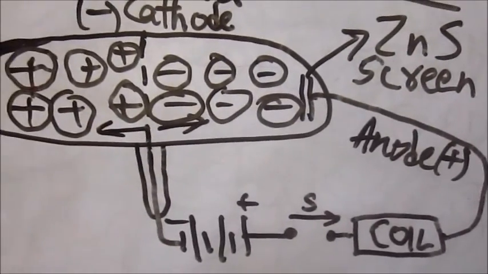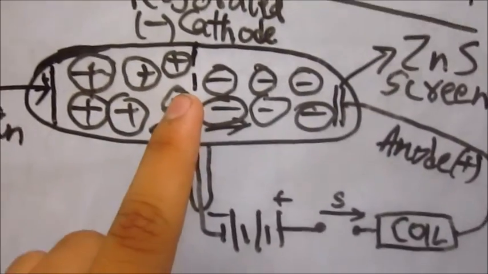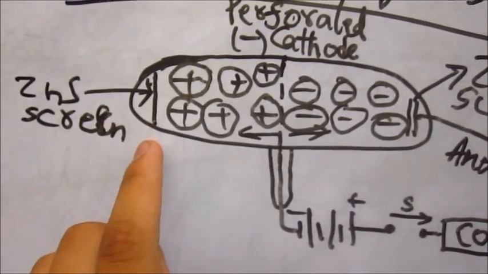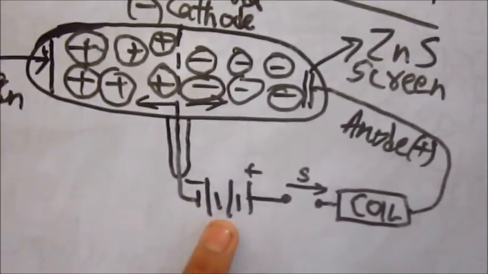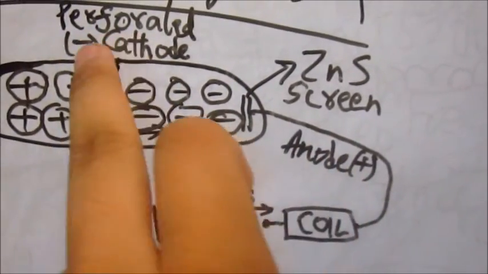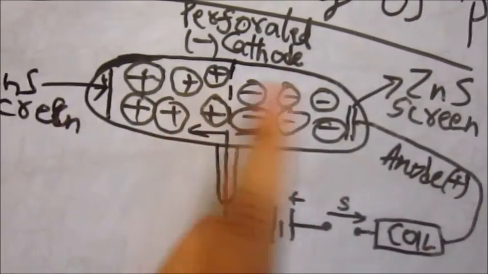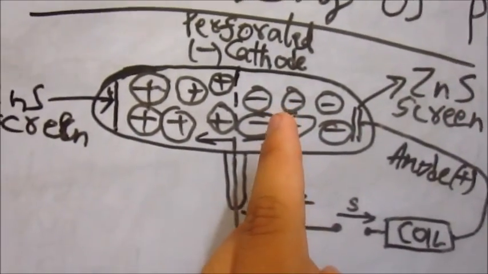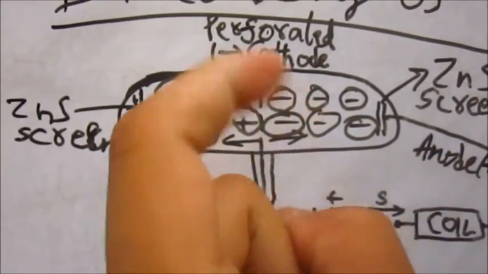This is a similar setting to the previous one, but instead here is a perforated cathode, and the zinc sulfide screens are placed on either side, and there's the battery, the switch, the coil, the anode and the cathode, and this is the discharge tube in which the gas is present, at similar conditions as provided in the previous experiment.